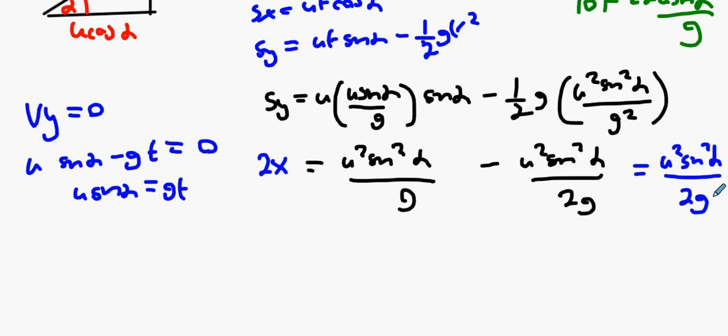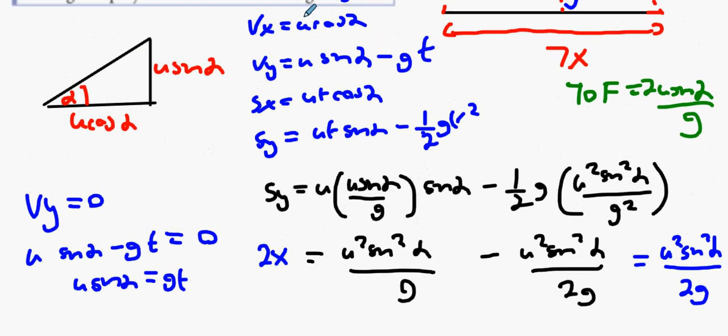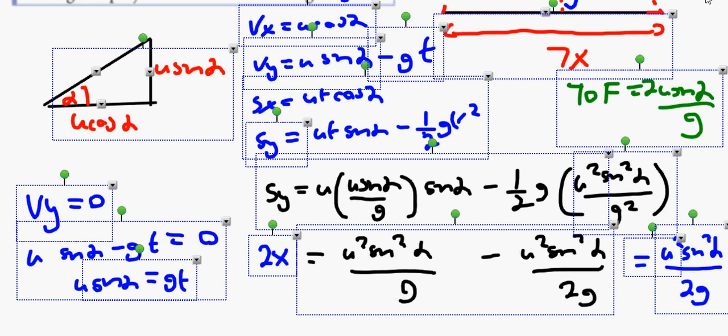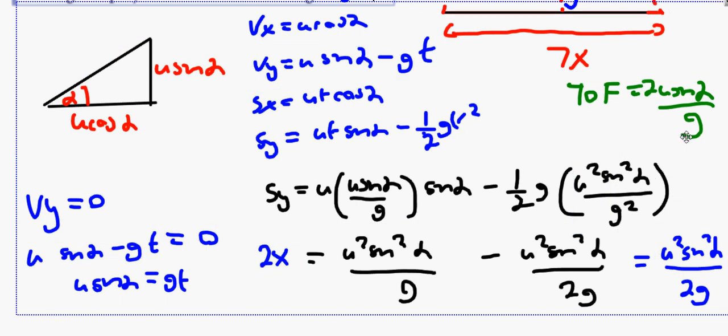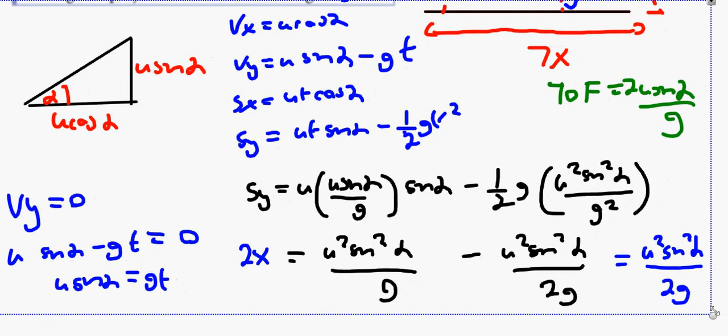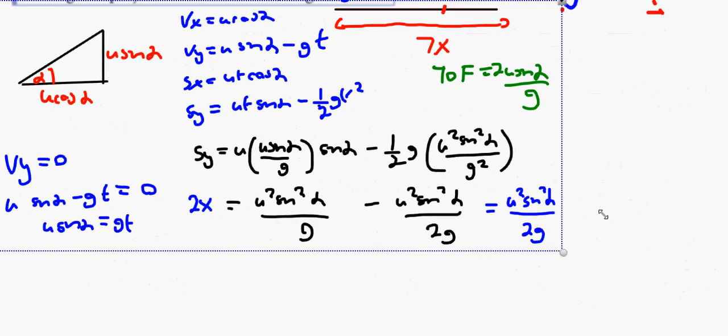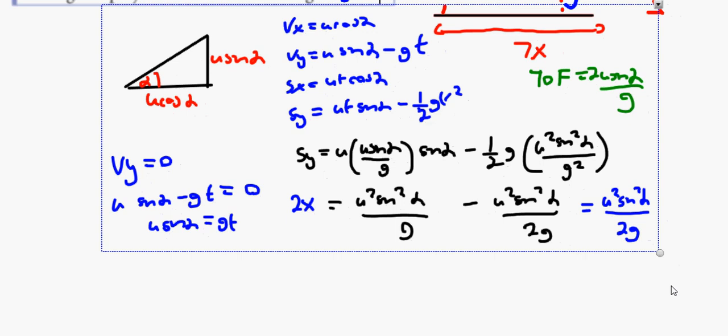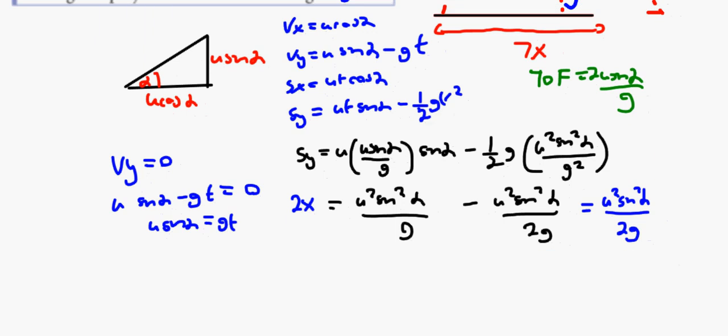Now we're going to do the range. How do you do the range? Okay. Time of flight into what? Yeah, time of flight into Sx will do me nicely. Okay. So, time of flight into Sx. So let's go for that as well.